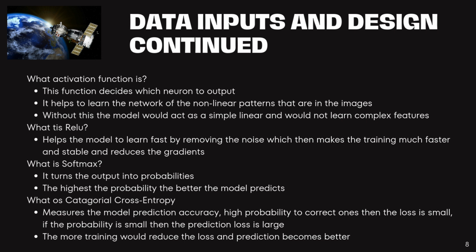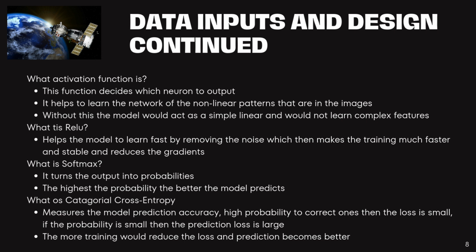One of the activation functions is ReLU. There are different ones, like sigmoid and some others that you can implement, but the best one is ReLU. ReLU helps the model to learn fast and basically removes noise, and makes the training much faster and more stable. This overall reduces the gradient problems that it has.